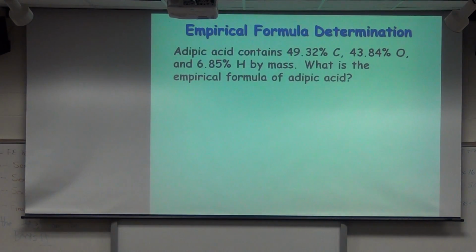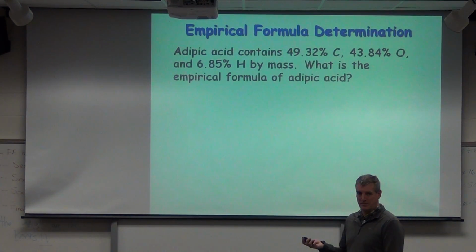All right, so the example we're going to go through is listed right below those three steps. Adipic acid, as I said, very commonly you'll be given the percentages of the composition. So this tells you that 49.32% is carbon, 43.84% is oxygen, and 6.85% is hydrogen. All those percentages add up to 100.